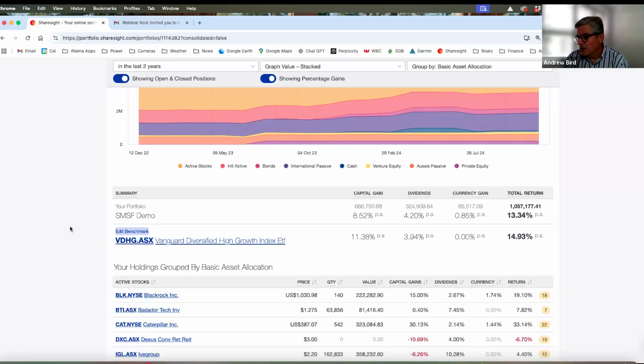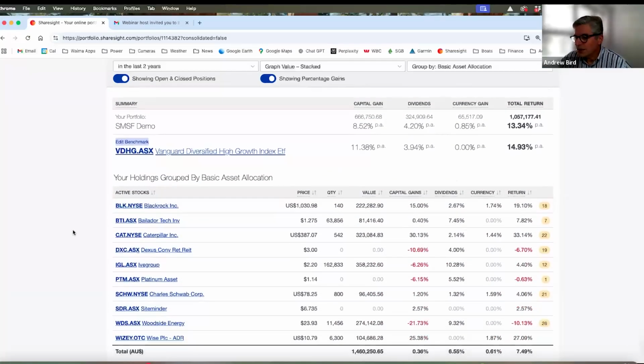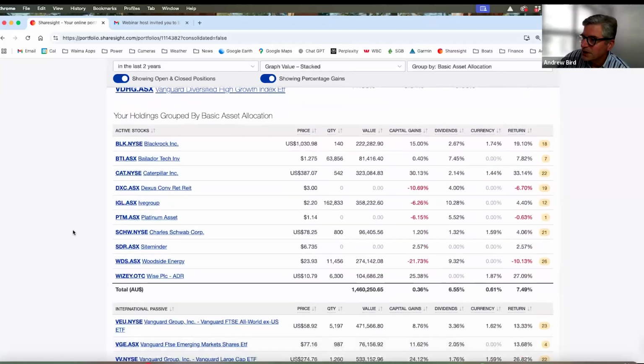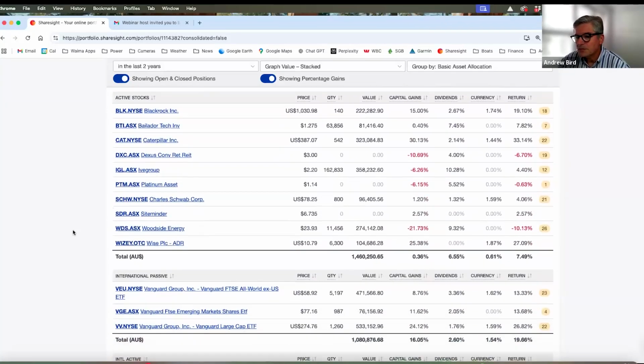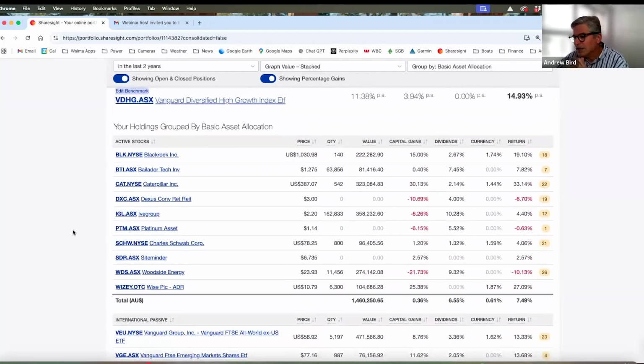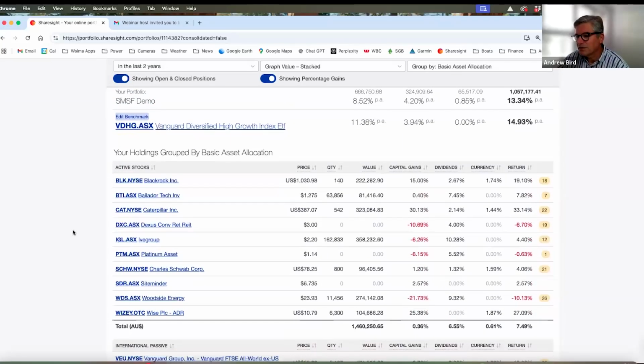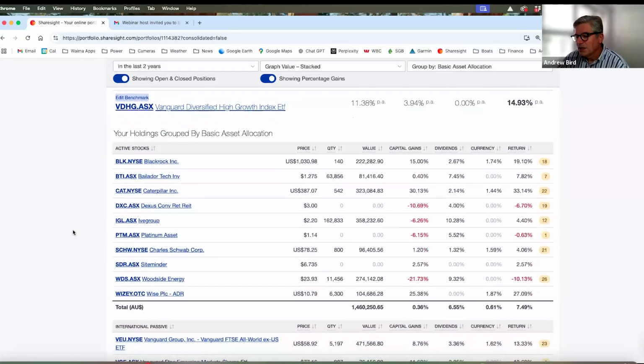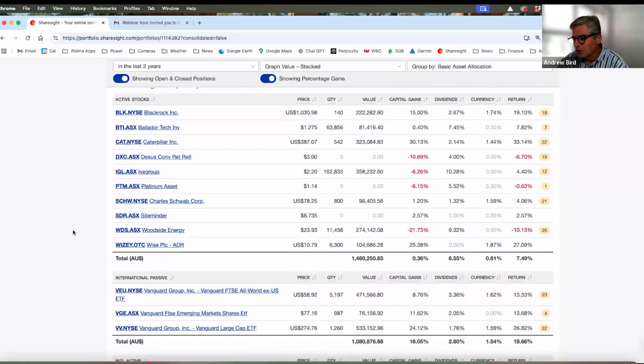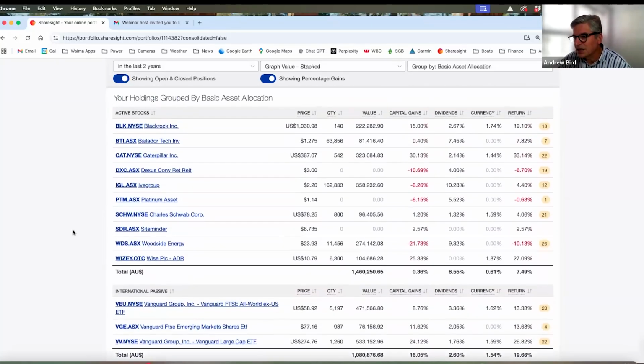So okay, the first thing I want to talk about is these custom groups. As I said, for me, this is essentially how I organize my portfolio in terms of asset allocation. And it's a bit of a twist on a traditional asset allocation, I guess.